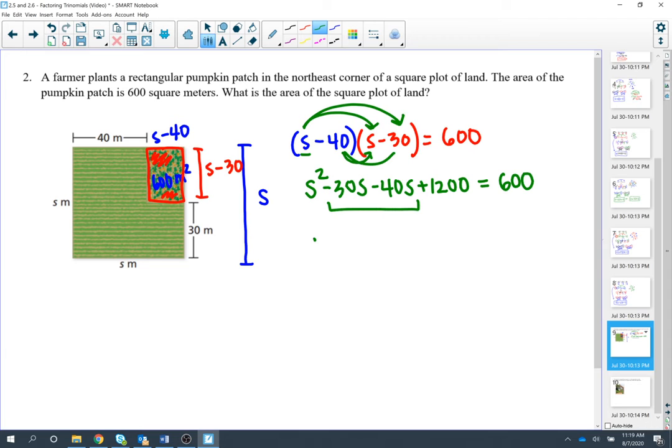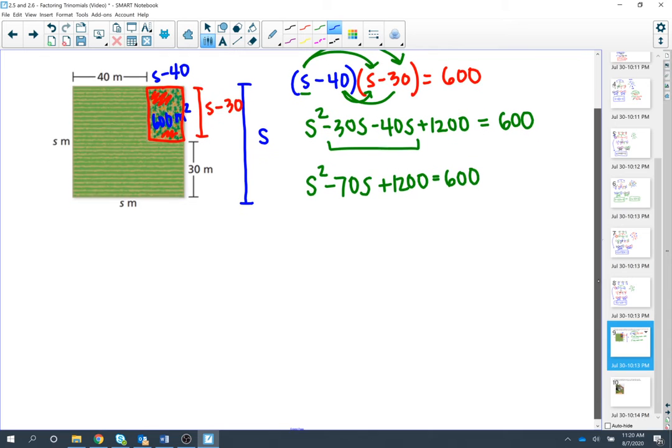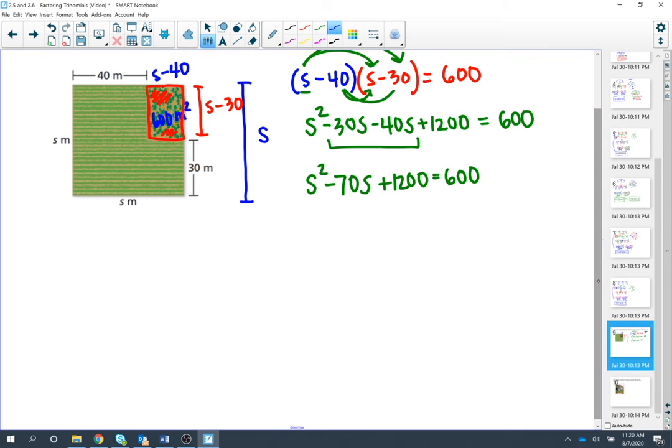So I still have my S squared. Negative 30S minus 40S is negative 70S. Drop down your plus 1200 equals 600. At this point, I have the left side in standard form. The right side is still 600.